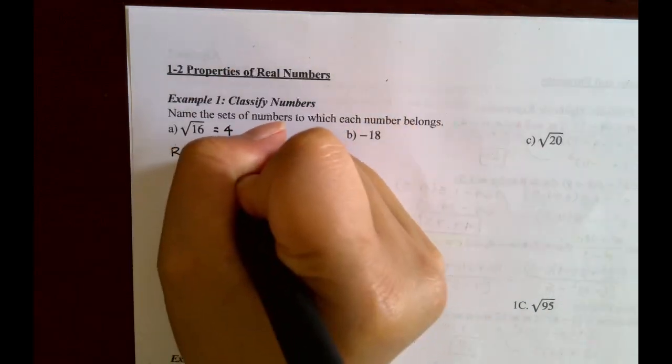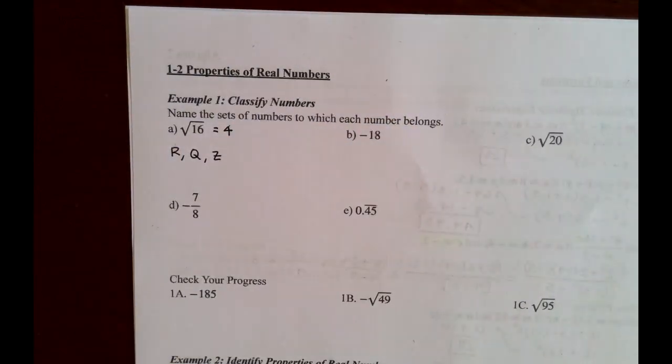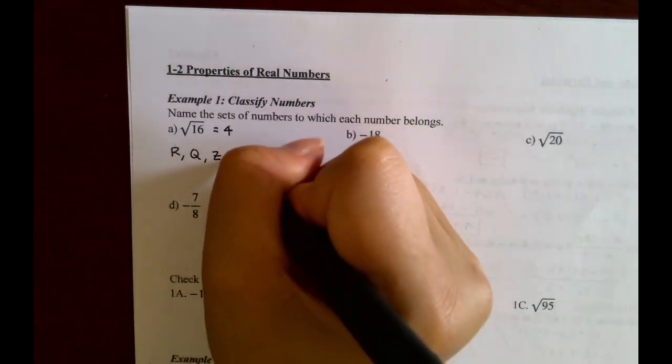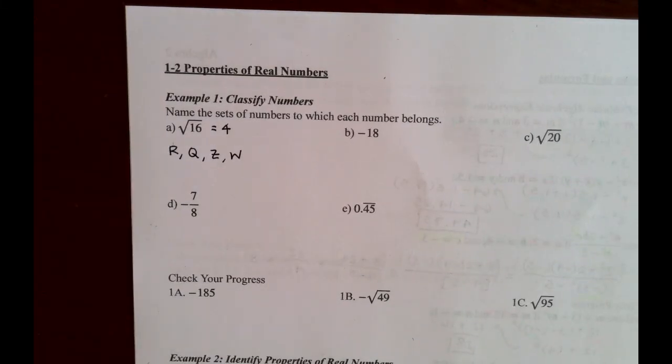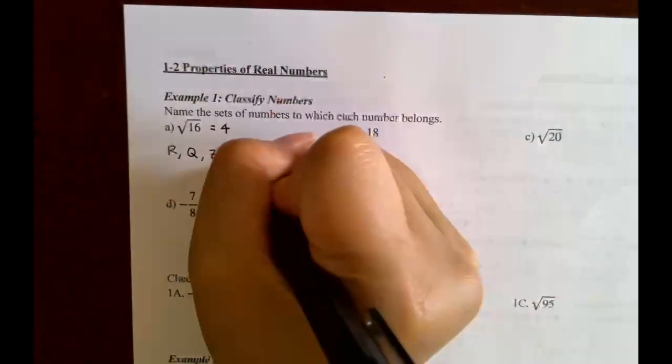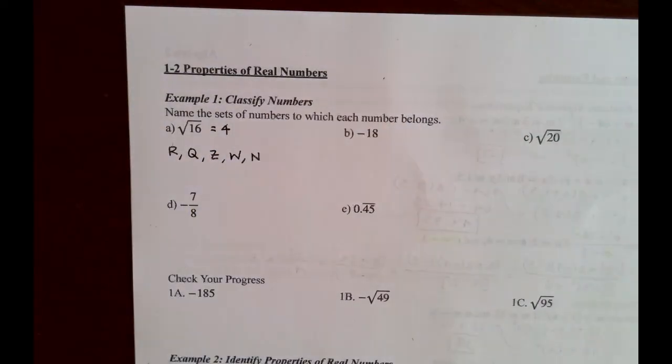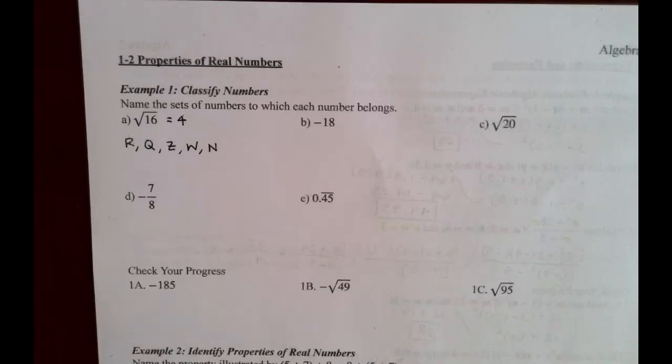Okay. It is also part of our integer family, right? Integers are basically 0, 1, 2, 3, 4, 5, 6, and their negative counterparts. Okay. This is also a whole number. Whole numbers go from 0, 1, 2, 3, 4, 5. And then the natural numbers are similar to whole numbers. It's just that whole numbers have 0 included, whereas natural does not. Okay. So moving on with -18.